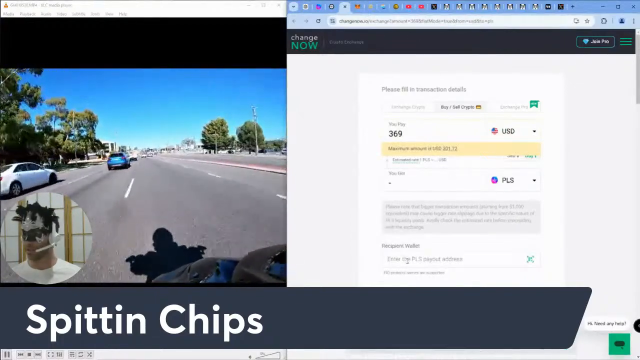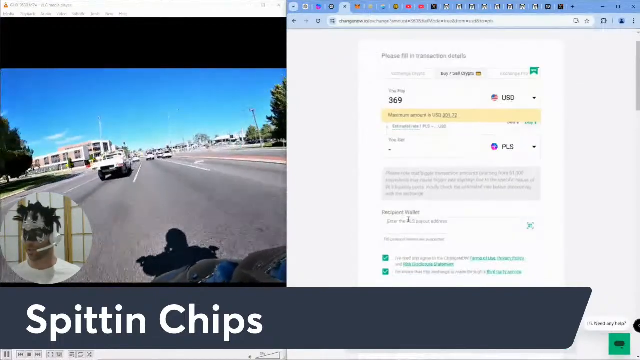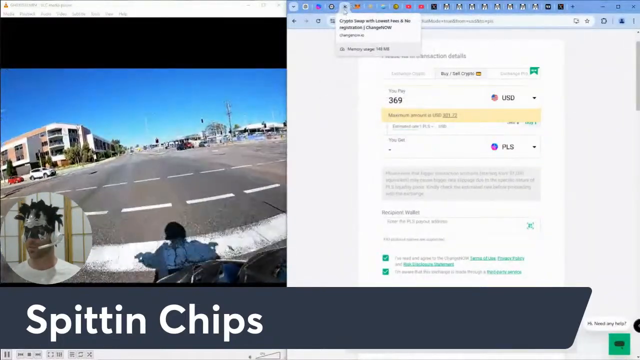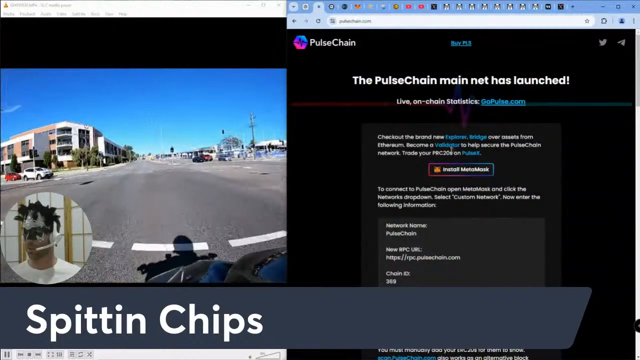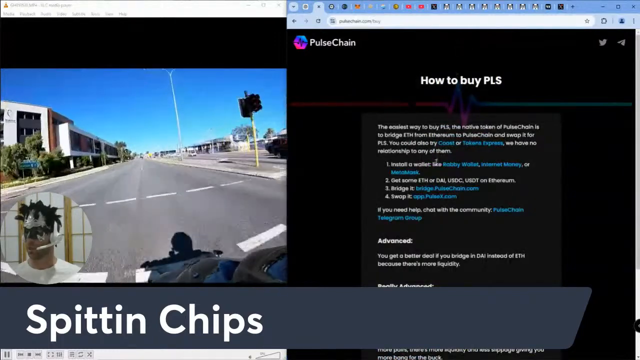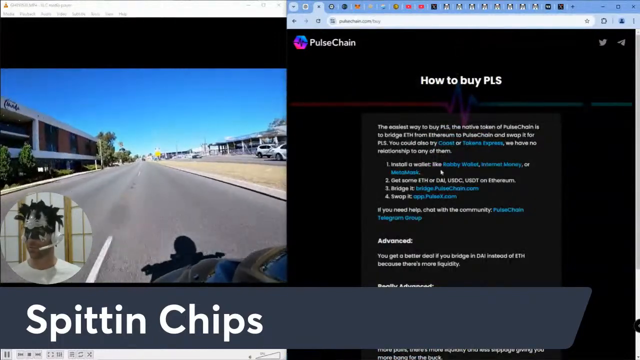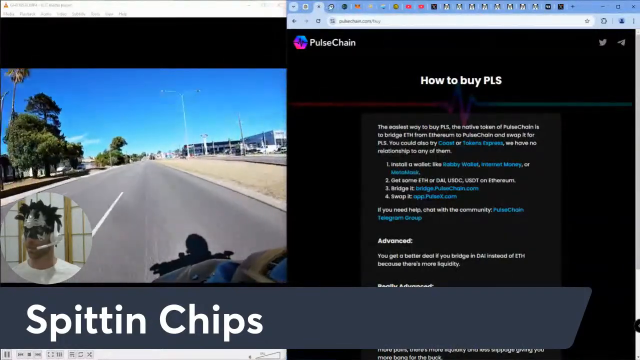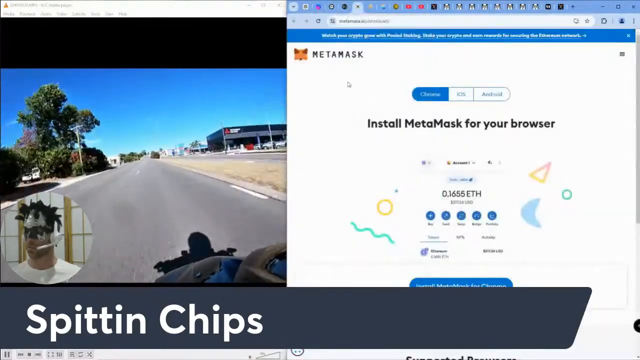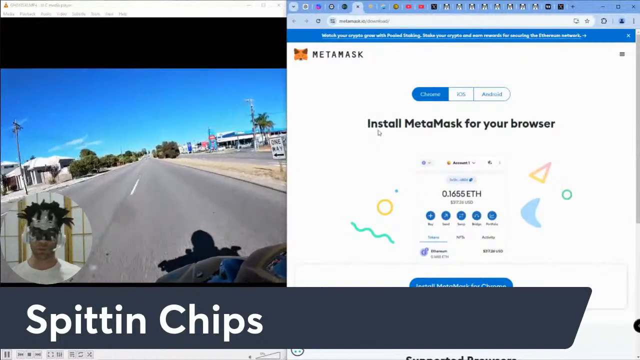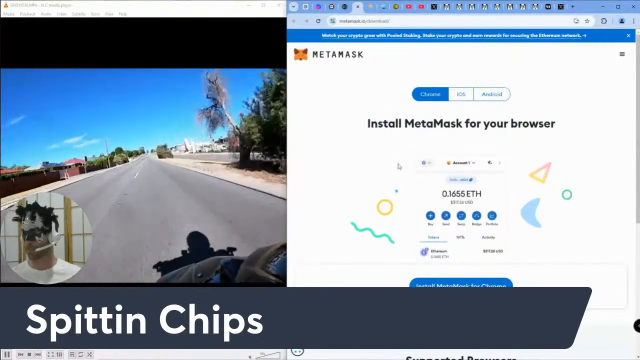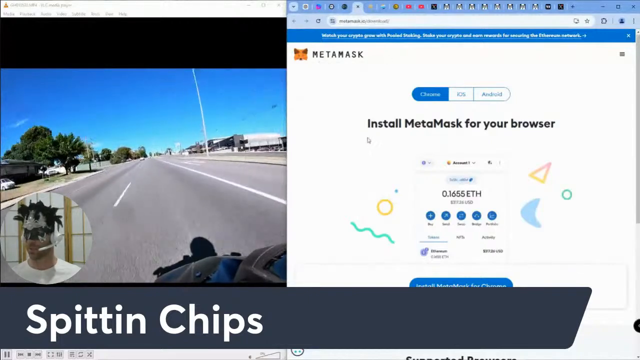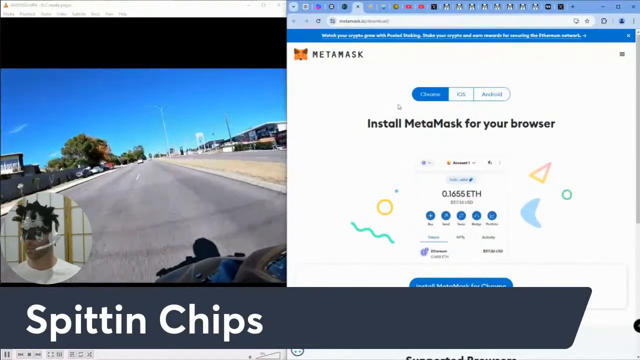What's down the bottom here is going to want you to have an address. You need an address to do this exchange, which means we'll go back to Pulse, go to Buy Pulse. You need to have one of these wallets: Rabby Wallet, Internet Money, or MetaMask. So I'm going to click back to those wallets. This is MetaMask, widely used in the crypto sphere, very popular and very reliable. You download this to your phone or your PC.